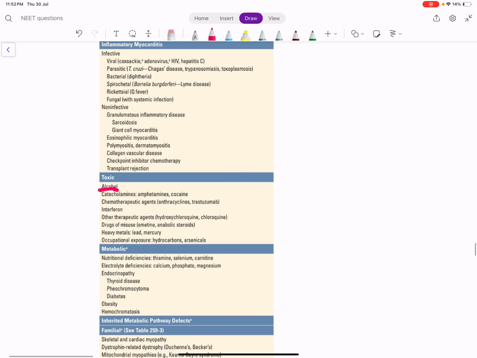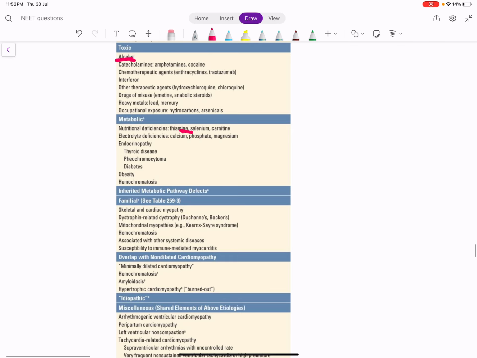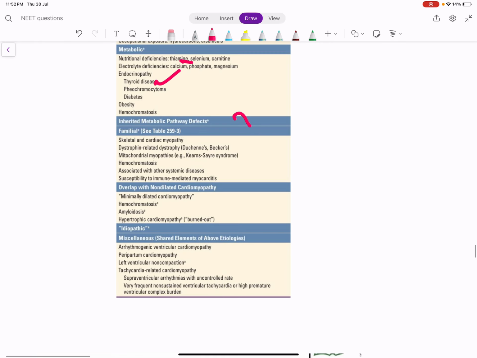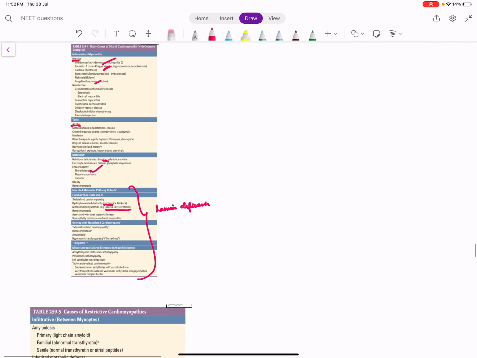Alcohol causes dilated cardiomyopathy. The infective causes, viral, fungal, Coxsackie, Chagas disease, etc., cause dilated cardiomyopathy. Thiamine deficiency, like in alcoholics, and thyroid disease cause dilated cardiomyopathy. And there are many inherited diseases like laminin deficiency, and diseases like Duchenne's muscular dystrophy and Kearns-Sayre syndrome, a mitochondrial disease, all cause dilated cardiomyopathies. If possible, read a few names, be aware of them.